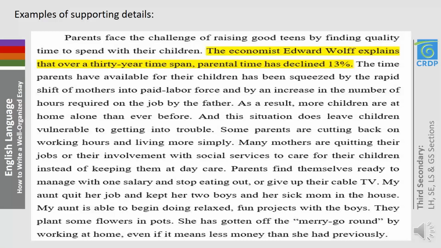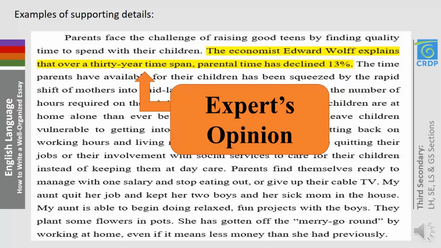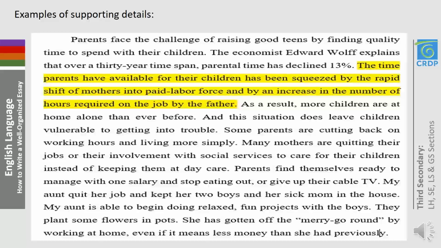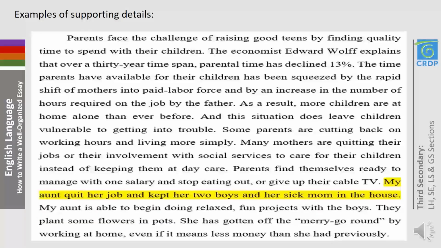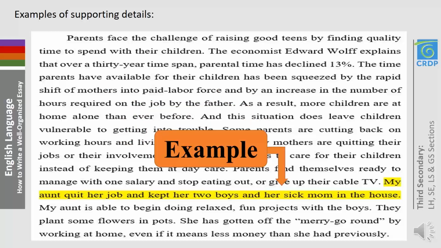Here in this paragraph, the writer mentioned different types of supporting details. First, he mentioned the example of the economist Edward Wolff, which is an expert's opinion. Another type of supporting detail is the time parents have available for their children has been squeezed by the rapid shift of mothers into paid labor force. This is a fact. A third type of supporting detail mentioned by the writer is an example when he says, "My aunt quit her job and kept her 2 boys and her sick mom in the house."